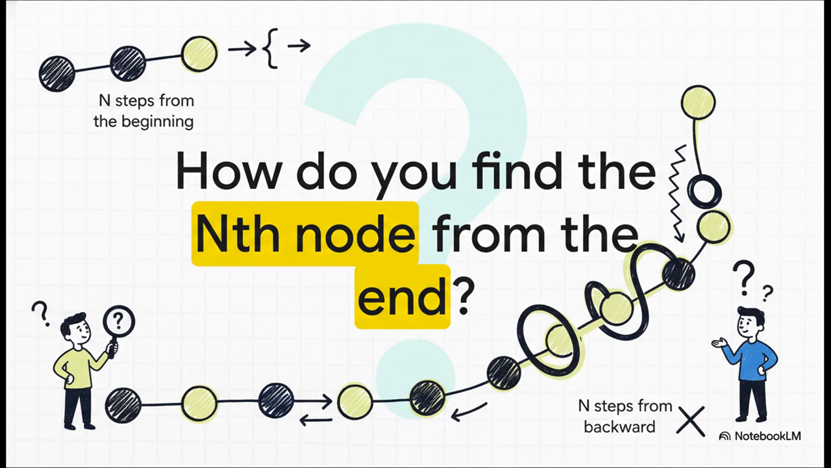So here's the puzzle. Finding, say, the third node from the beginning is a piece of cake, right? You just take 3 steps. But what if I asked you to find the third node from the end? How would you even do that? Remember, this is a one-way street. You can't just walk backward. Now that is a real brain teaser.